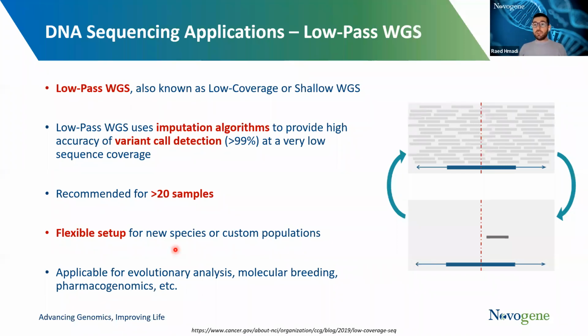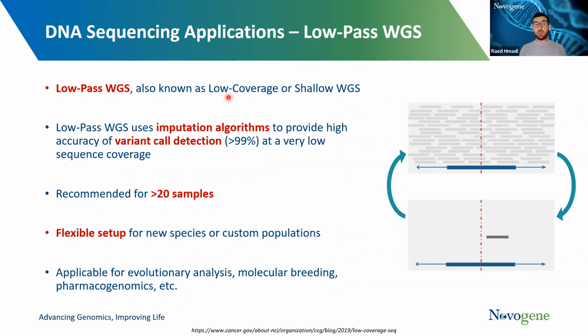Now, with whole genome sequencing, as I mentioned earlier, we are trying to sequence the whole genome of a living organism. So as you can expect, it can become quite expensive. And this is why there have been certain developments to make whole genome sequencing more affordable. One of those applications is low-pass whole genome sequencing. You might have heard of low-pass whole genome sequencing as low coverage or shallow whole genome sequencing.